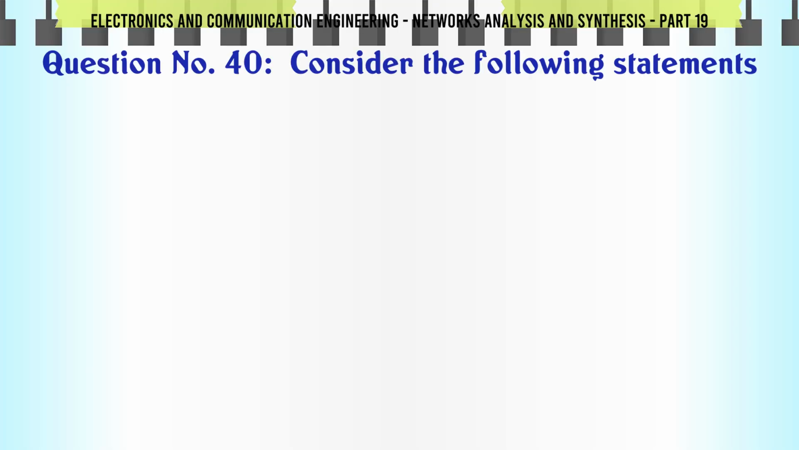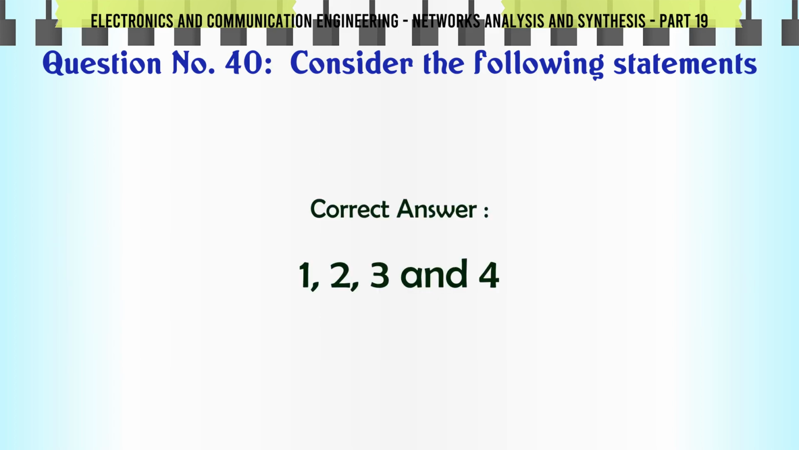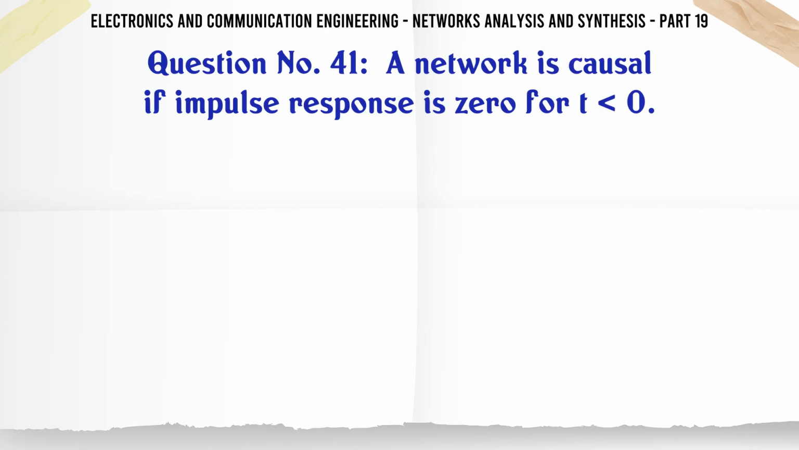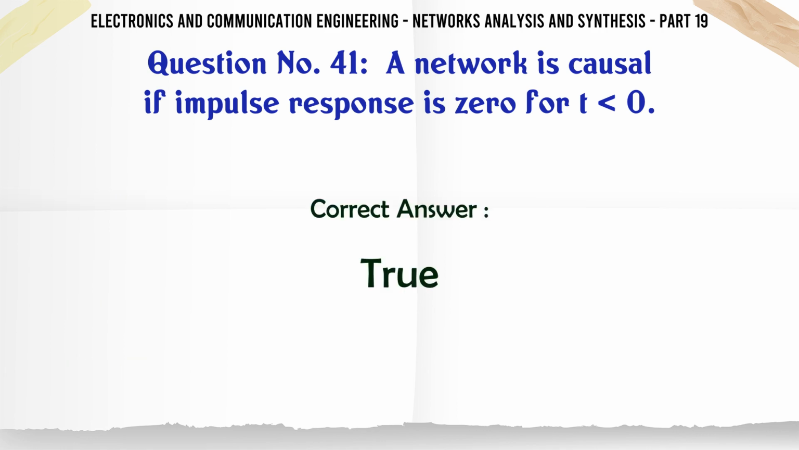Consider the following statements. A. 1, 2 and 3. B. 1, 2, 3 and 4. C. 1, 2 and 4. D. 3 and 4. The correct answer is 1, 2, 3 and 4. A network is causal if impulse response is 0 for t < 0. A. True. B. False. The correct answer is true.